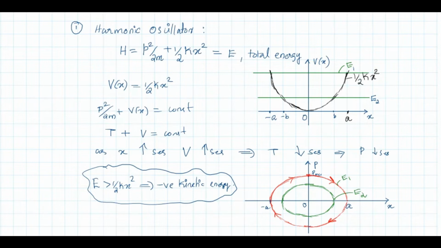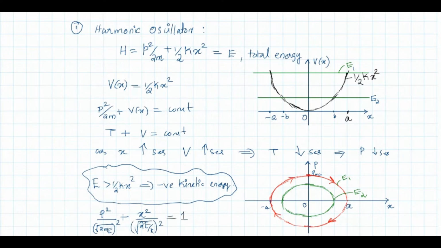Now, is it an ellipse? We can check that by rearranging this equation, p square by 2m plus half kx square equal to E. You can rearrange that in this way: p square by root 2mE the whole square plus x square by root 2E by k the whole square equal to 1.